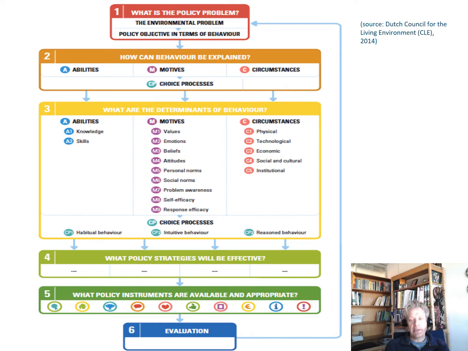Once you have designed your communication strategy, then you also need to have some kind of indicators that can measure whether you were successful in achieving your goals. So there needs to be an evaluation component to this.